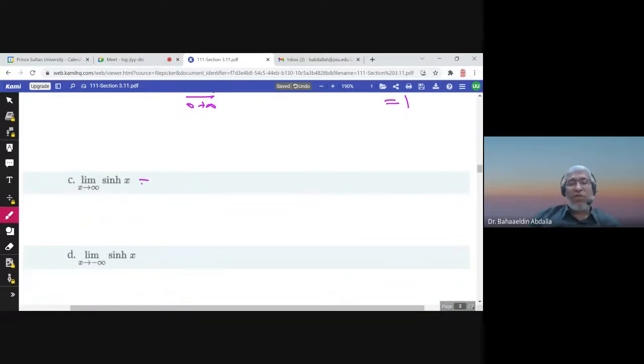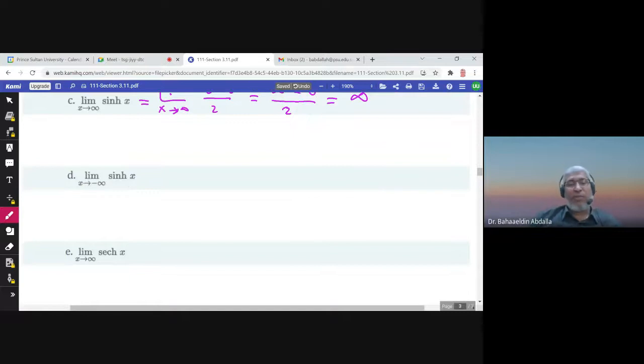For sinh, the definition of sinh is e to the power x minus e to the power negative x over 2. Now, if I replace x by infinity, I'll have e to the power infinity, which is infinity. E to the power negative infinity is 0, over 2. Infinity minus 0 is infinity. Infinity over 2 is infinity. So the limit is infinity.